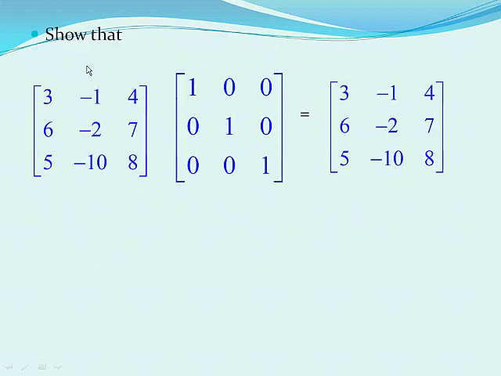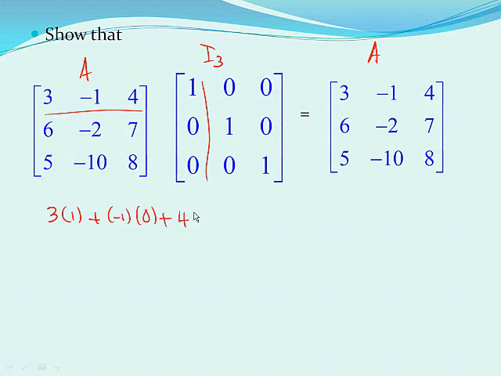Show that the product of a matrix A with an identity matrix is equal to A. In order to verify this, you take the first row and multiply with the first column. So let's calculate a few of these. 3 times 1 plus negative 1 times 0 plus 4 times 0. That is the product of the first row with the first column. So this calculates to be 3, which is this number up here.